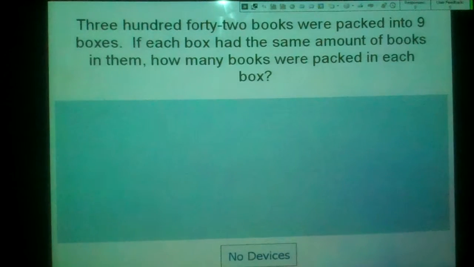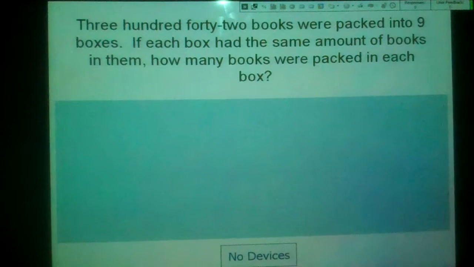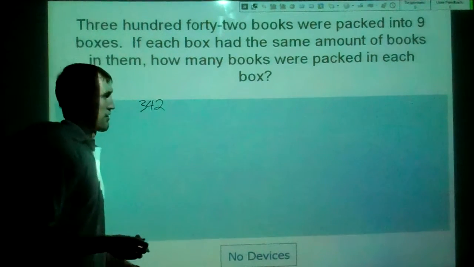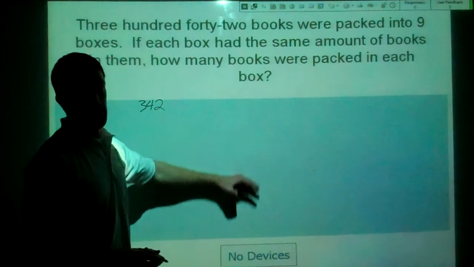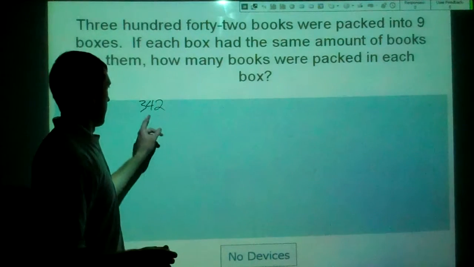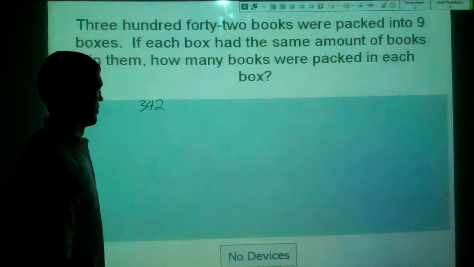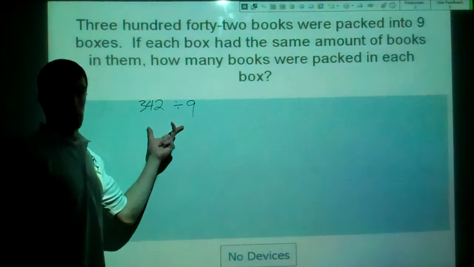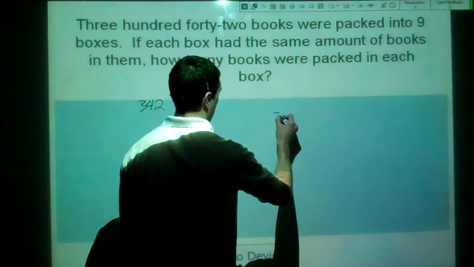Alright, so the first question that will be very similar to tomorrow's test will be something like this. 342 books were packed into 9 boxes. If each box had the same amount of books in them, how many books were packed in each box? Alright, this is a classic division problem. We have 342 books, and we're going to pack them into 9 boxes. So you can imagine 9 different boxes here, and we've got to divide these into 9 different boxes evenly. So that tells us that we're taking 342 divided by 9. So this would be our setup, which is the most important part. And then actually calculating it from there.